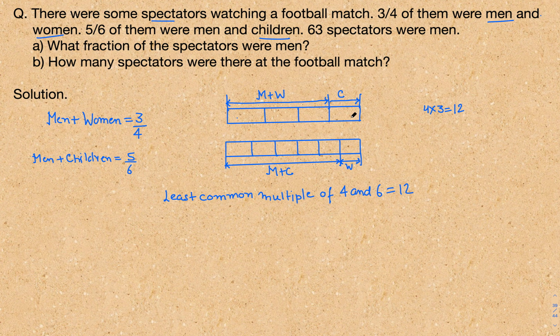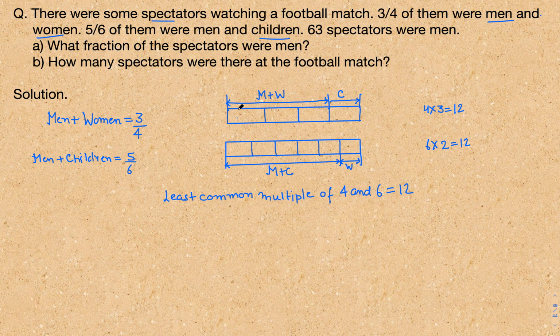Okay, and how about this one? Second one, yes, there are 6 equal parts already. So with what number do we multiply 6 so that we get 12? So 6 times what is 12? 6 times 2 is 12, right? That means here we have to divide each unit further into 2 parts, right? 2 parts, so let's do it.